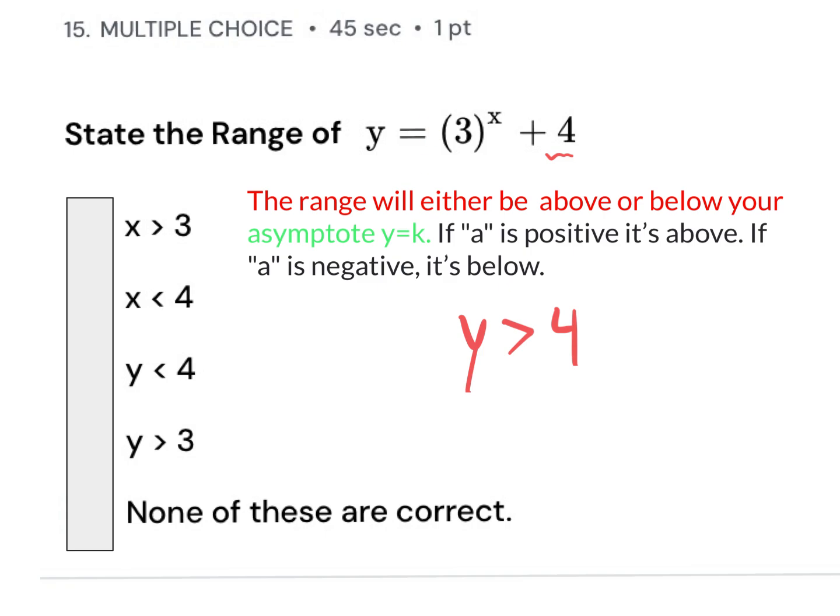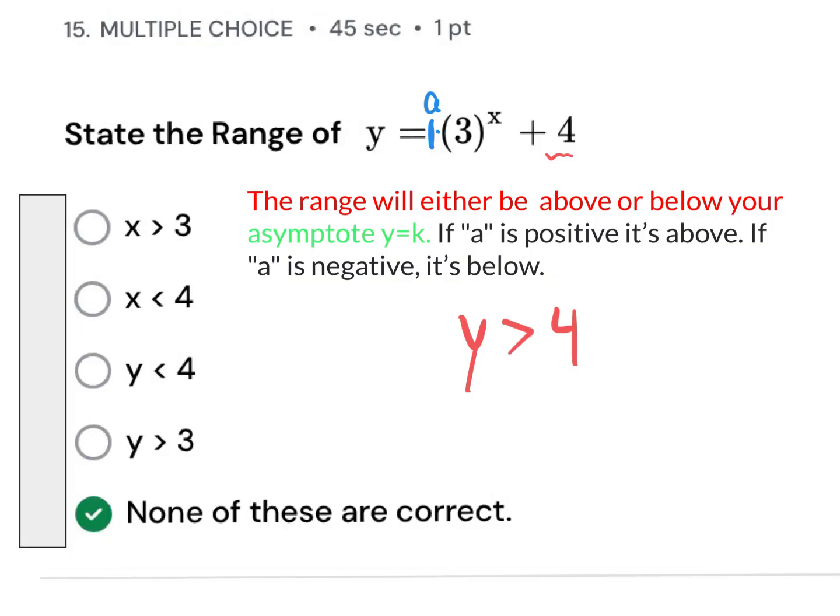And right here, the a value, maybe I should write this out. The a value is clearly the number 1, so it is above. That's why when we look at our multiple choice answers, it would be y is greater than 4. And as you can see, none of these are y is greater than 4. So none of these are correct.